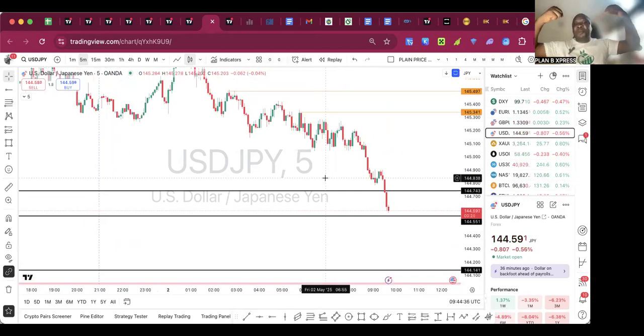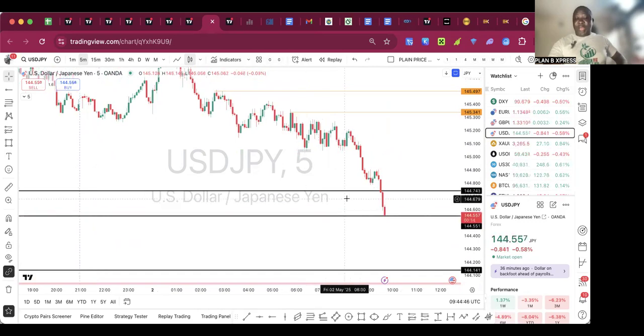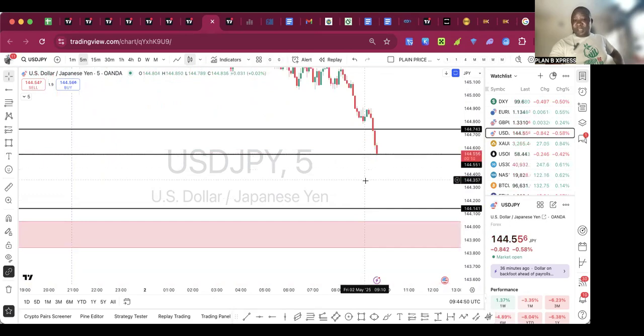Remember, it was not one position you shorted. You didn't short one position, you shorted one or two or three positions. You have taken profit on one, and the other ones are still running. Here, are you seeing it grabbing liquidity? It's still selling down, ladies and gentlemen.